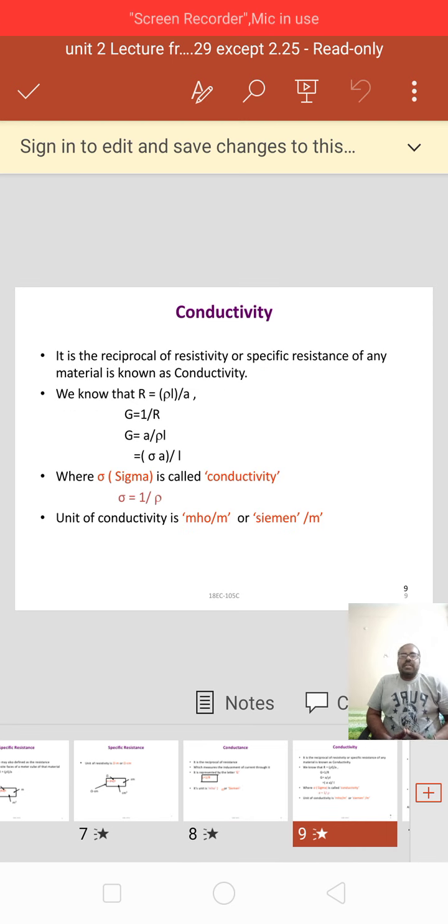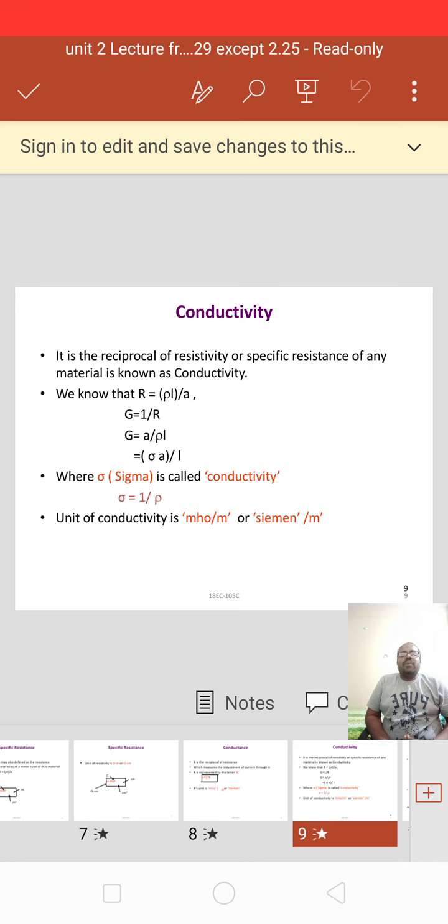Next, conductivity. Define conductivity. It is the reciprocal of resistivity or specific resistance of any material. Conductivity is generally defined as the reciprocal of resistivity or specific resistance of any material. It is nothing but the conductivity of that material. We know that R equal to rho into L by A and G equal to 1 by R.